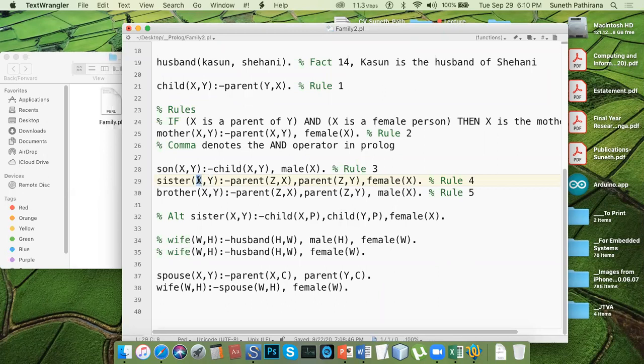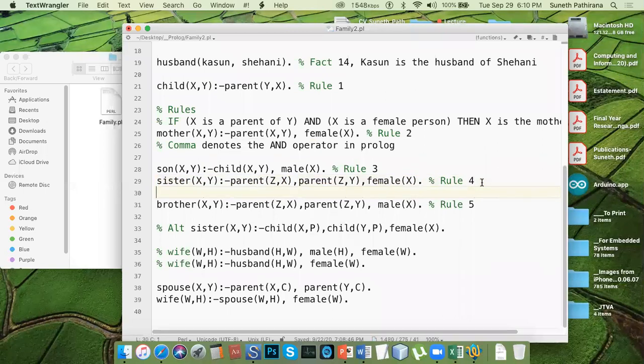But always, if x becomes sister of y, then that means y can be either a sister or brother. So x, we don't know about y. Y can be male or female. Anyhow, the gender of x must be female. That means you can write it the other way. Instead of using the parent relationship, you can write it using a different manner.